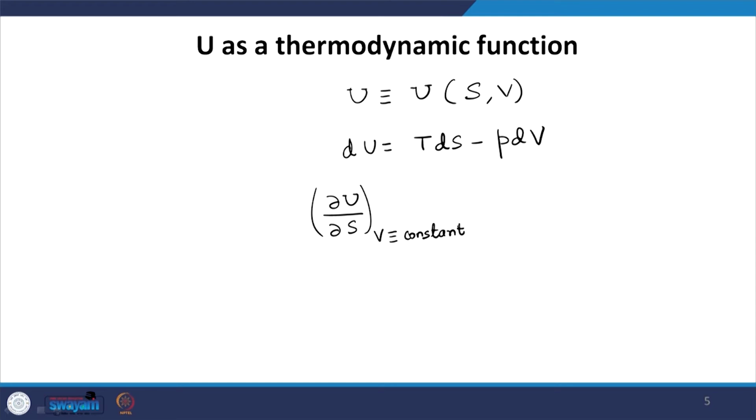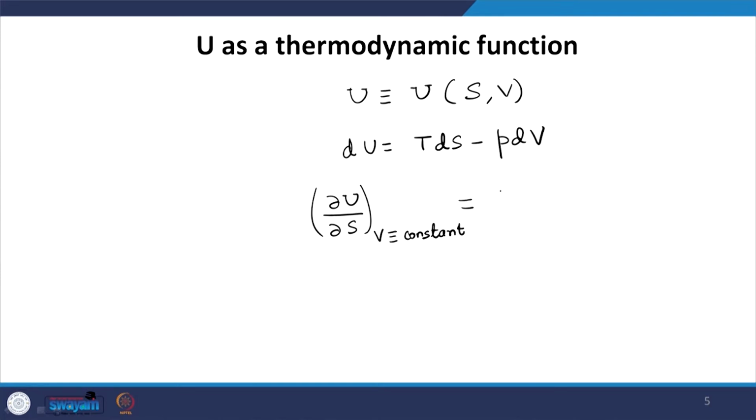So, although I have written it like V equal to constant here, in general if I write V in the subscript, it means that the volume is being held constant. And what is this equal to? You can see from there it is equal to the temperature T. In a similar manner, I can find ∂U/∂V, where I am taking the derivative with respect to the volume, and this must be done by keeping S constant, and that should be equal to minus P.